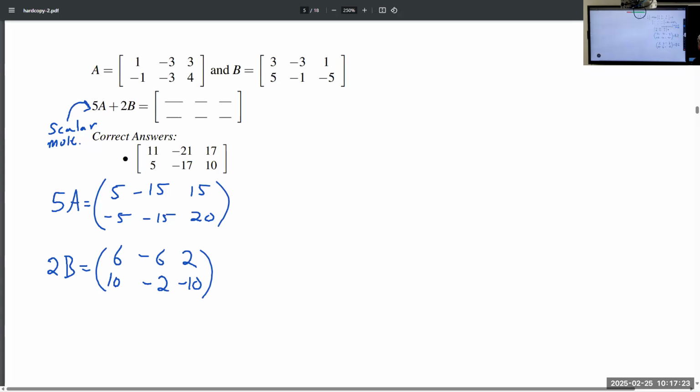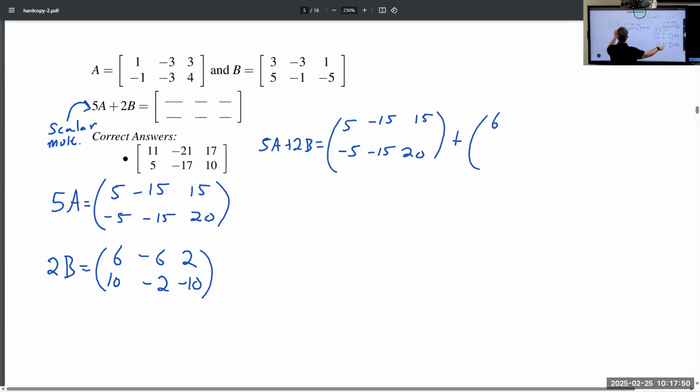Six, 10, -6, -2, 2, -10. Okay, and then they want me to add those. So 5A plus 2B equals 5, -5, -15, -15, 15, 20, plus 6, -6, -2, 2, -10.